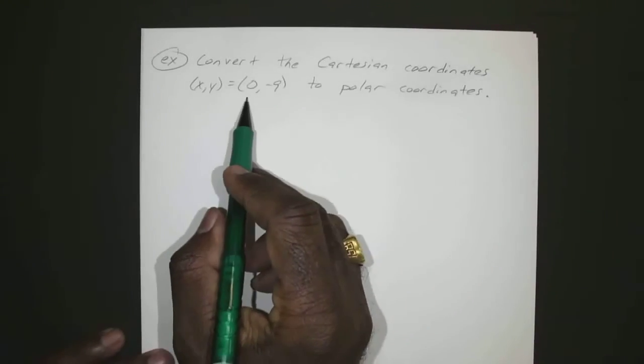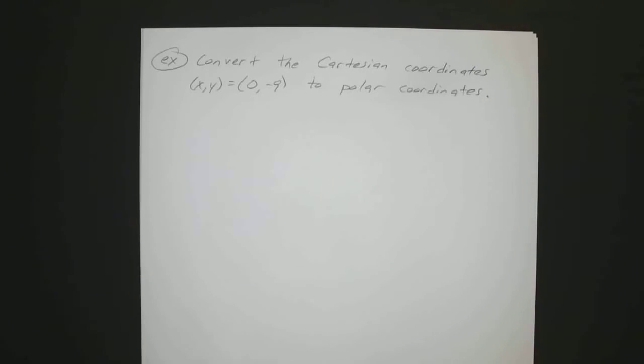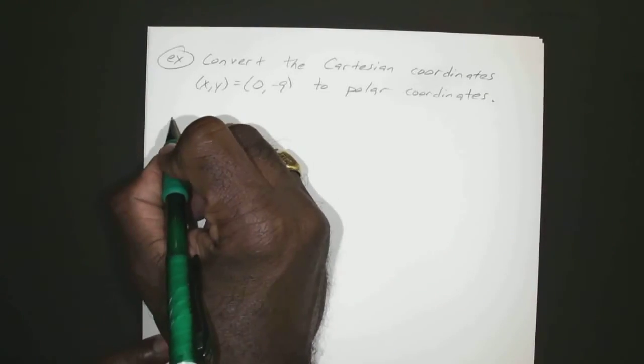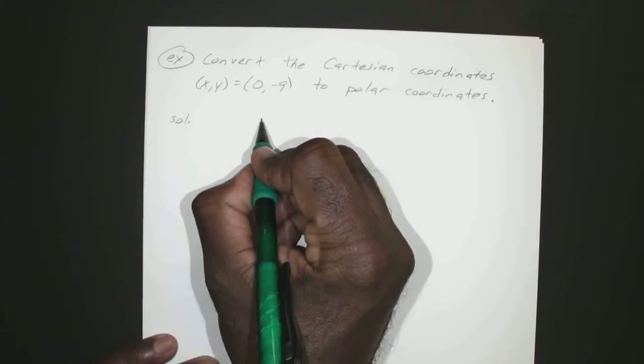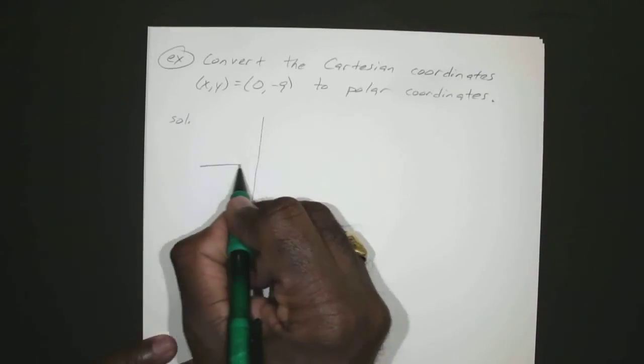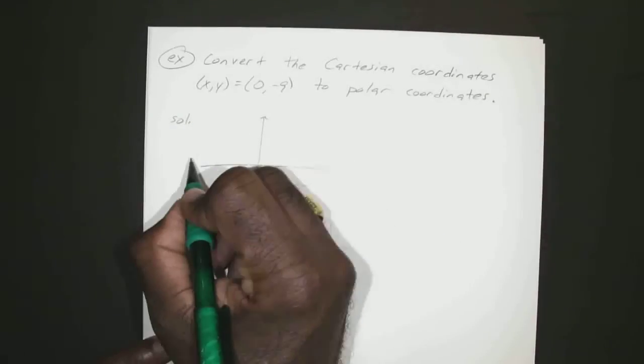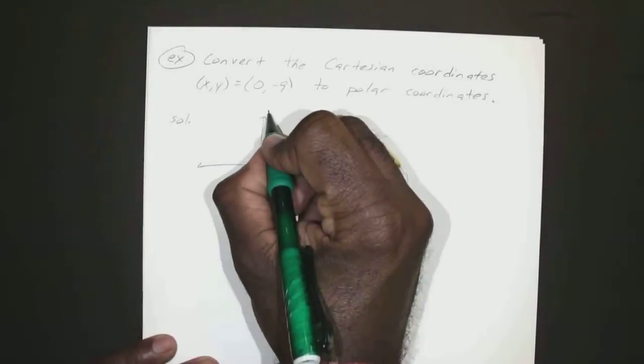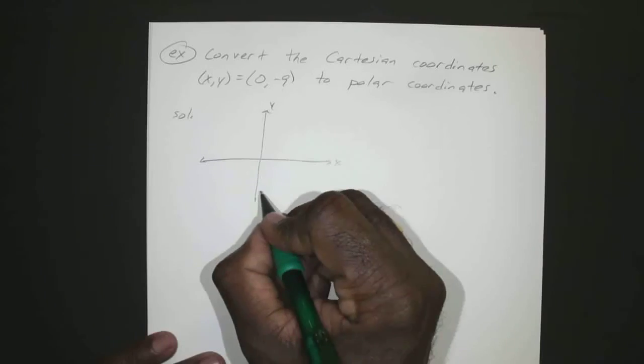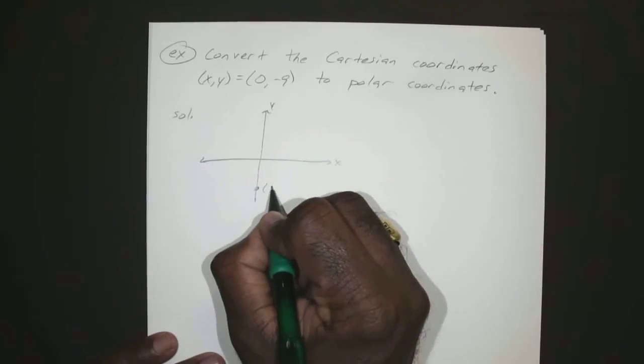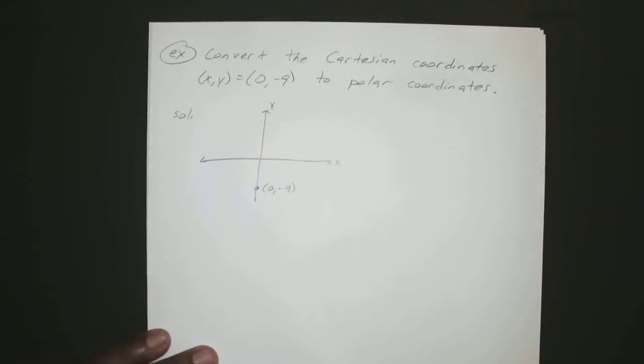Okay. Now, whenever your x or your y is a 0, you have kind of a shortcut that you can make. Okay, so let's say just to visualize it, you have your x and you have your y. Let's say this is our 0, -9. X is 0, y is -9.